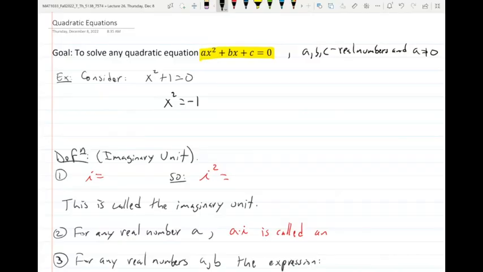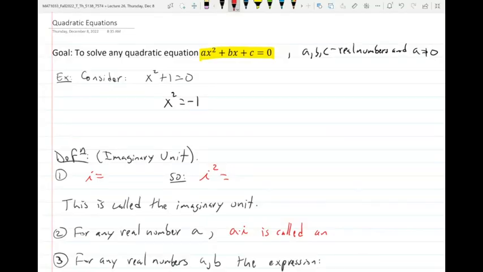So we immediately realize that if we're hoping to solve any quadratic equation, we need to accept the fact that there are numbers out there other than real numbers. Because the real numbers, the ones that we have been dealing with so far, don't solve this equation. As far as the real numbers are concerned, there is no real solution there. Now, we want to make sense of this because we want to solve any quadratic equation. So for this, we need to introduce a new type of numbers.